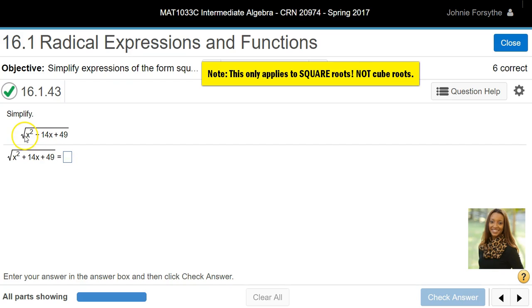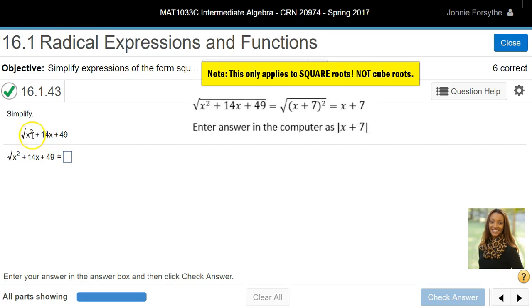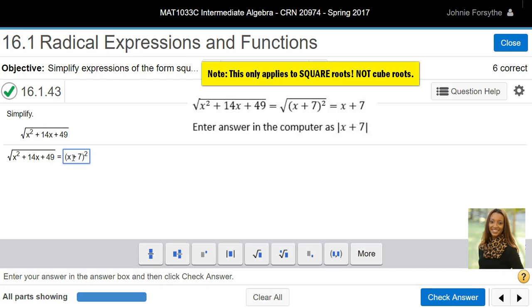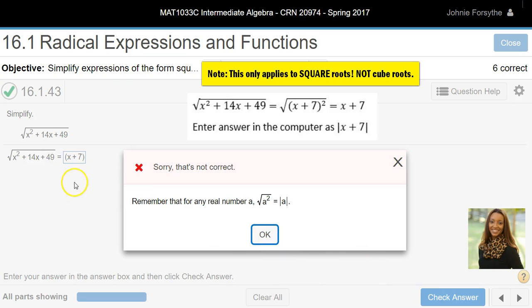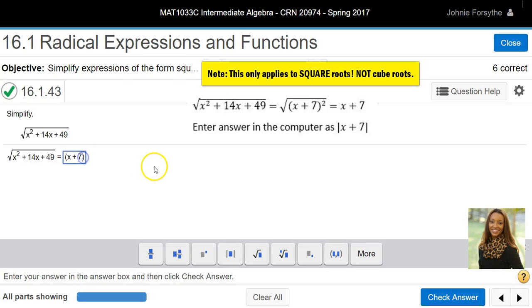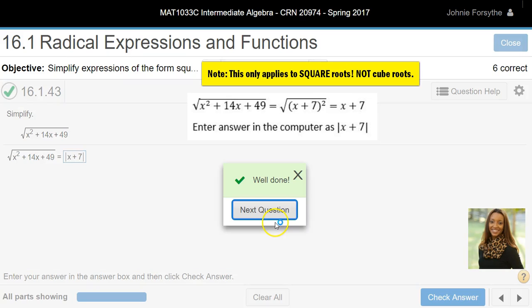Let's do one more. Here you would actually factor this trinomial. Now the square root of x plus 7 squared is just going to give you x plus 7. Now, if we leave our answer like that, it's going to tell us that it's incorrect because it's looking for those absolute value signs. So let me do that, and now it's correct. So just be aware of that because that's going to affect your answer.